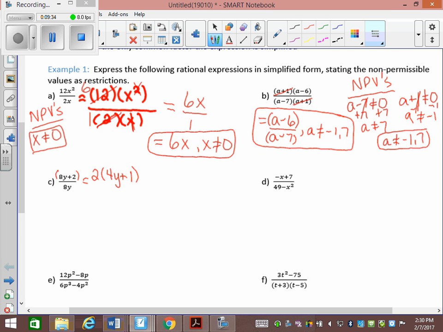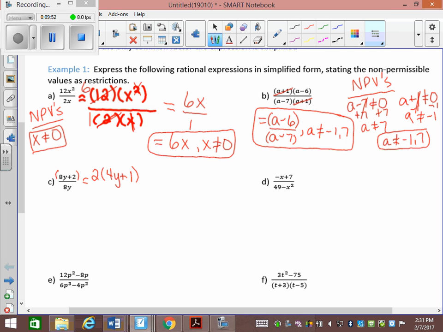Now that 4Y plus 1 is in brackets. Is there a 4Y plus 1 in the denominator? Will there ever be a 4Y plus 1 in the denominator? No. So your answer better have a 4Y plus 1 at the top of it because it can't go away. It doesn't have a matching one on the bottom. So when you write your answer, there better be a 4Y plus 1 on the top.